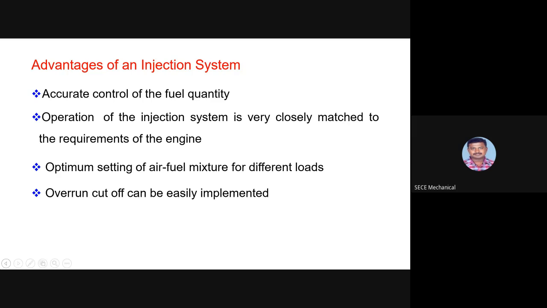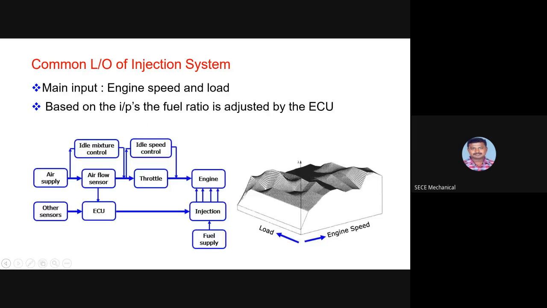So it will always monitor, and based on the requirements of the engine, the fuel will be delivered to the combustion chamber. And the optimal setting of the air fuel mixture is for different loads, varying load conditions, whether your vehicle is running or moving or cruising or accelerating or under very high load or whatever it is. So the air fuel mixture will be sent to the cylinder depending on that, and overrun cutoff can be easily implemented in this range.